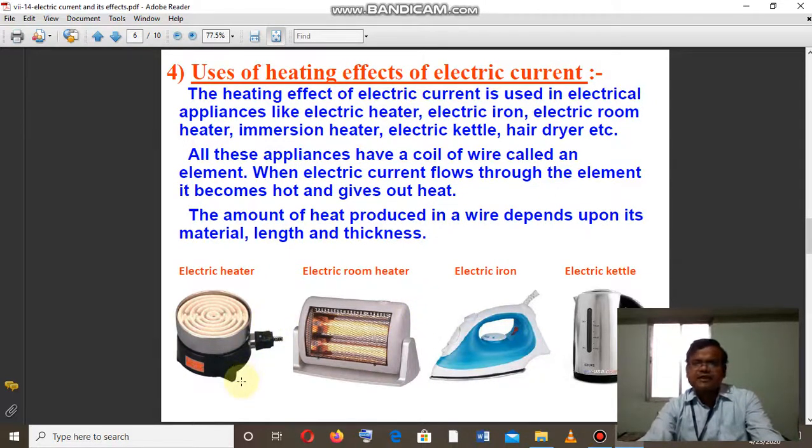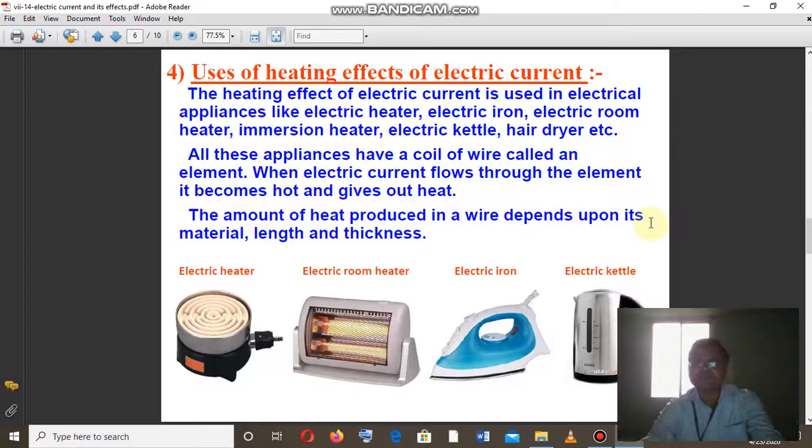The heating effect of electric current is used in electrical appliances like electric heater, electric iron, electric room heater, immersion heater, electric kettle, hair dryer, etc. All these appliances have a coil of wire called element. When the electric current flows through this element, it becomes hot and gives out heat. The amount of heat produced in a wire depends upon its material, length and thickness.